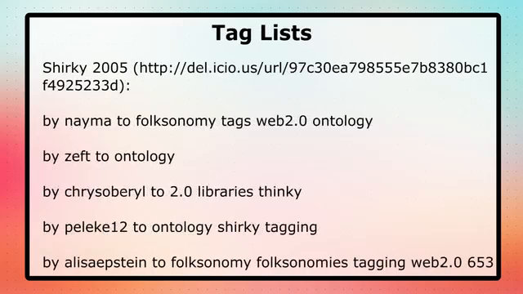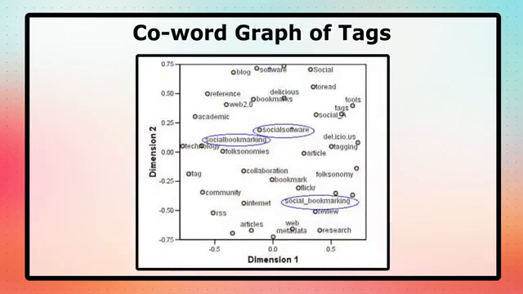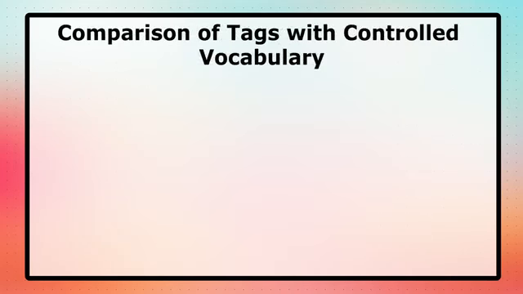Some tag lists are given here. You see, these are the tag lists. Overlap graph of tags, dimension 1, 2. Comparison of tags with controlled vocabulary. It's very important: tag and controlled vocabulary comparison.